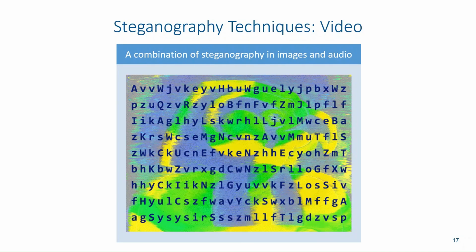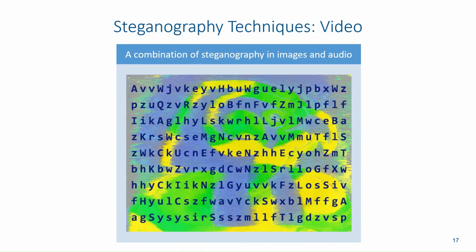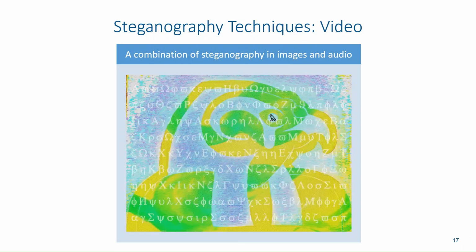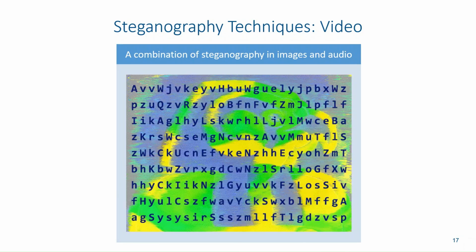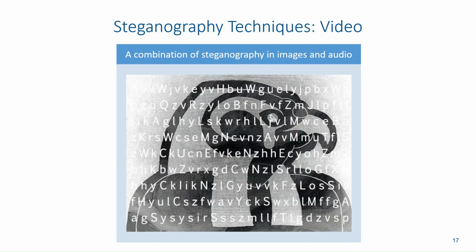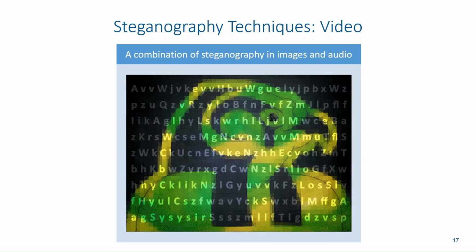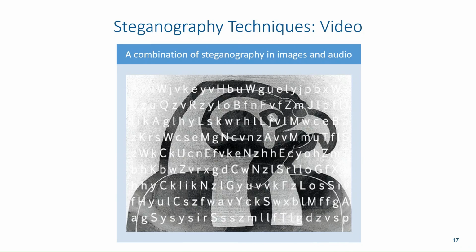So the last technique of embedding steganography is inside a video. And this is going to use a combination of the steganography and images and audio that we previously discussed. Here I have a GIF. I know it's not really a video, but it basically shows you that we can embed information inside of a video. For example, you can see the little bird that is hidden inside of the eye of the bigger bird.